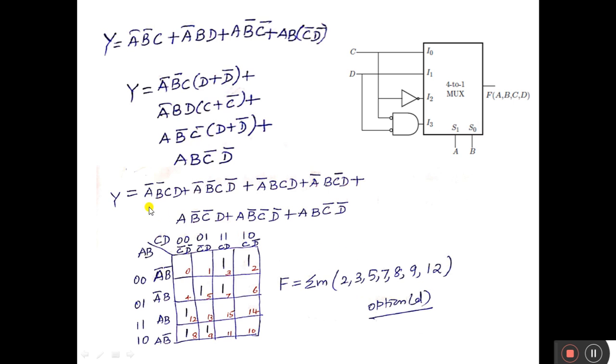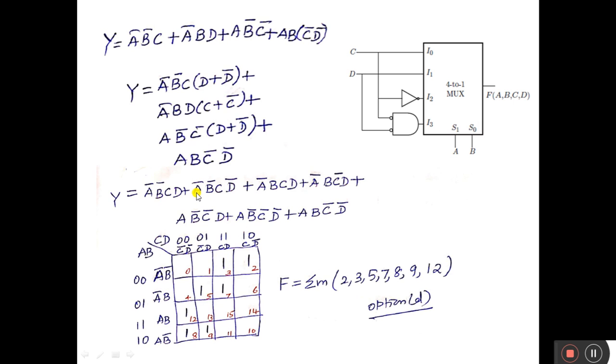Now I am going to implement this function in K-map. Where the 4 variables are there, I can use a 4 variable K-map. So the numbers I can assign 0, 1, 2, 3, 4, 5, 6, 7, 8, 9, 10, 11, 12, 13, 14, 15. The expression A bar B bar C D is here. So I can put 1 in this location.